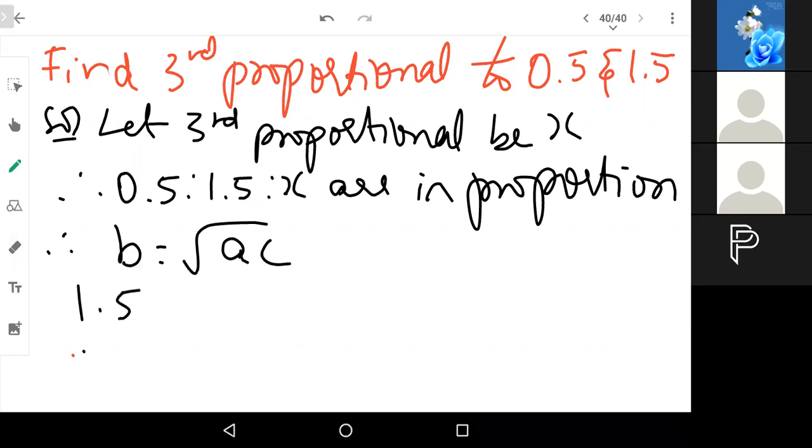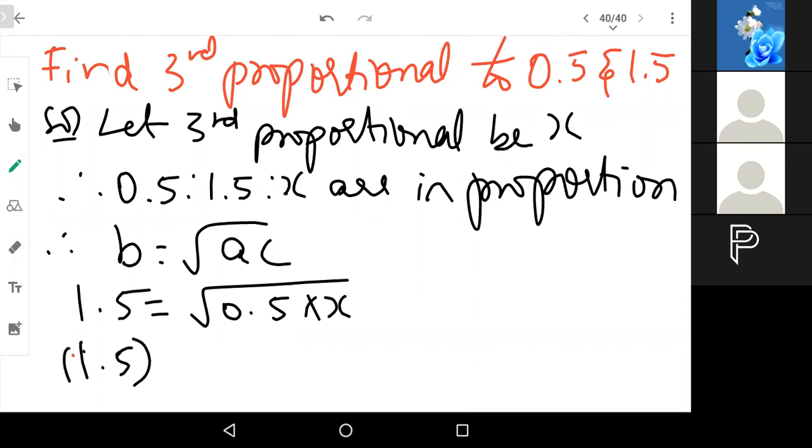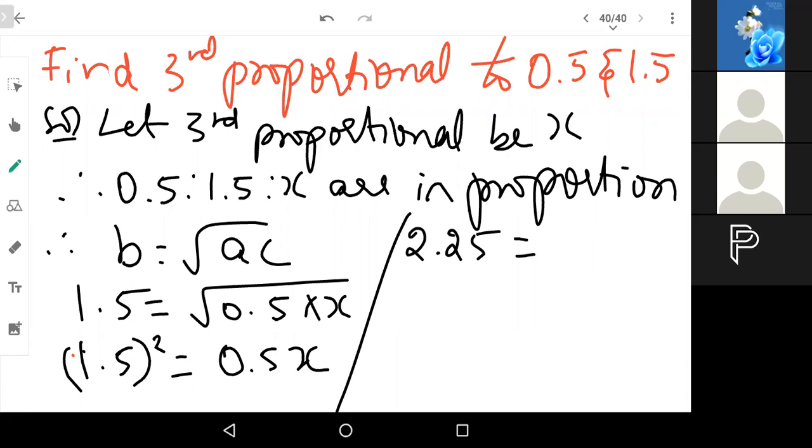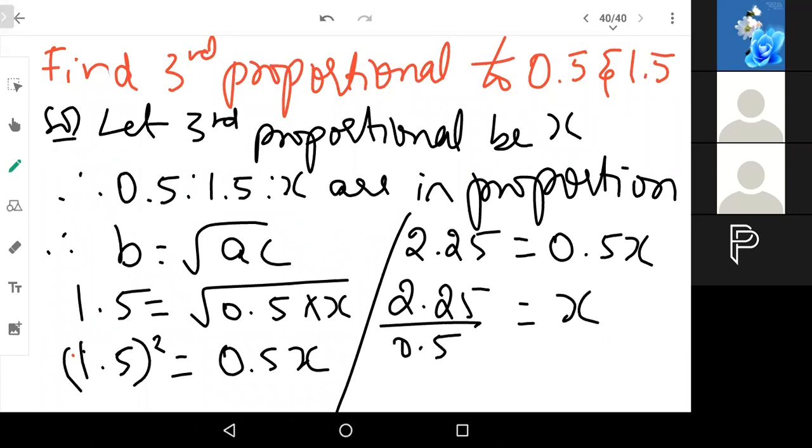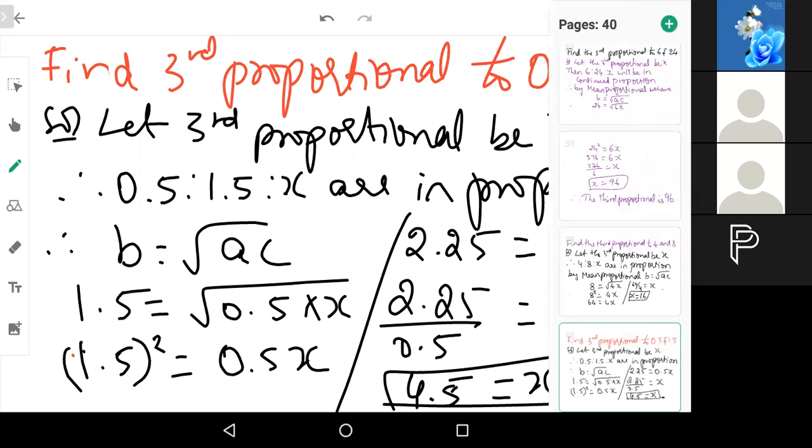So 1.5 is equal to square root of 0.5 into x. So 1.5 square is equal to 0.5x. So 1.5 square is 2.25, which is equal to 0.5x. So 2.25 by 0.5 is equal to x. So 4.5 is equal to x. Very good. Okay. One last question for today.